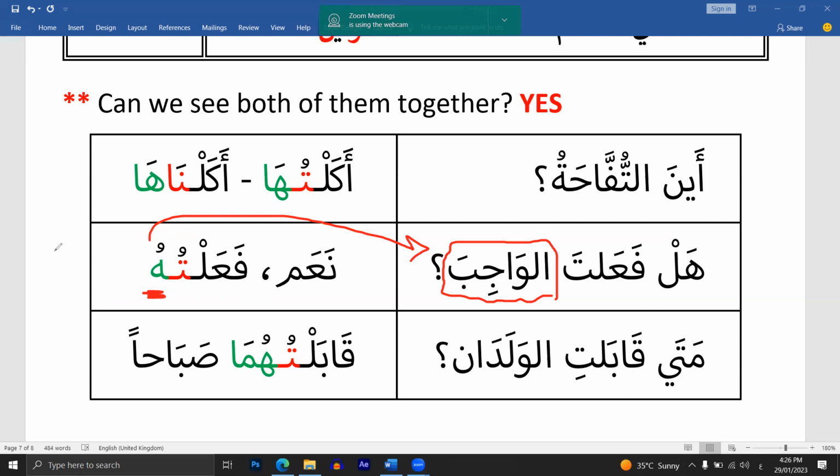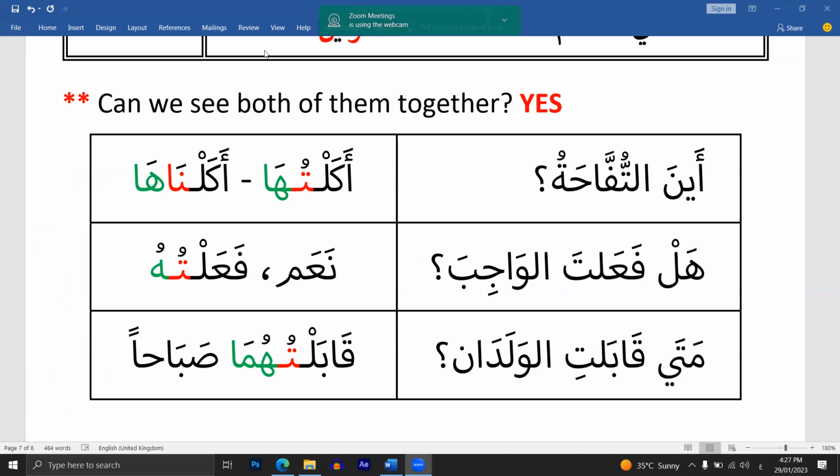Okay. Hu for third person singular masculine. Ha for feminine, right? For dual, huma, if we are talking about two, whether they are masculine or feminine. And what about hum? Yes, masculine plural, hum. Third person. And feminine plural, hunna. Okay, thank you, Mr. Paulo. Thank you so much.